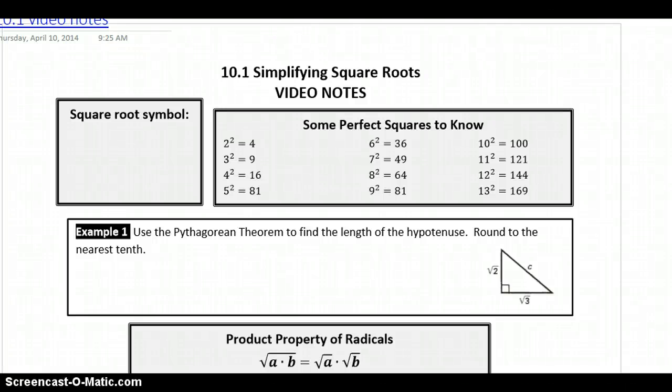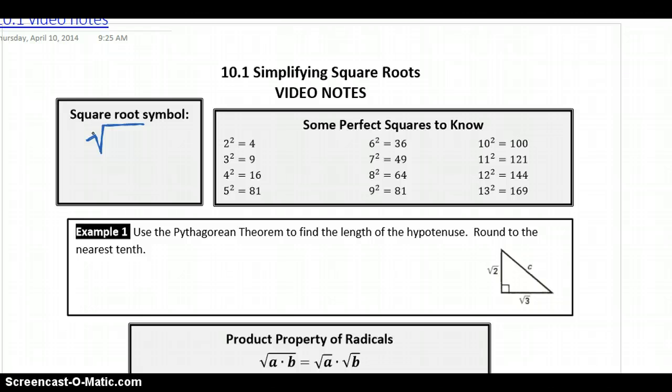Alrighty, so this is a video for section 10.1. We will be simplifying square roots. So just a quick reminder, the square root symbol looks like this. And if you look to the right, we've given you a list of some of the perfect squares to know. So 2 squared is 4, 3 squared is 9, etc. These will be a helpful resource for you if you can have these offhand.